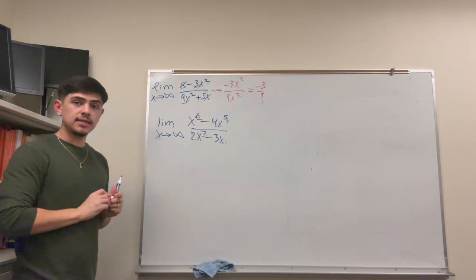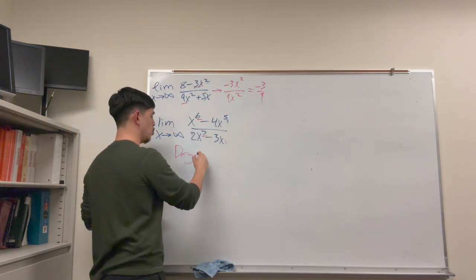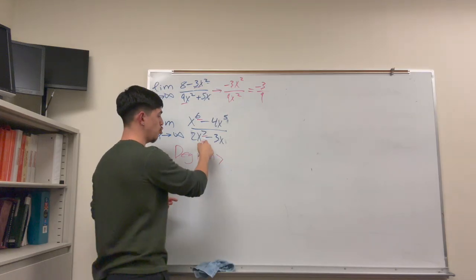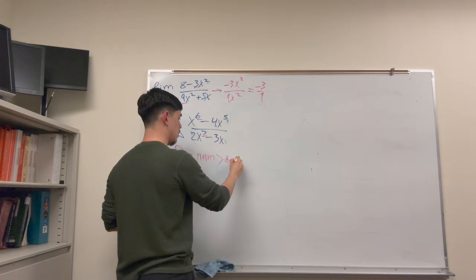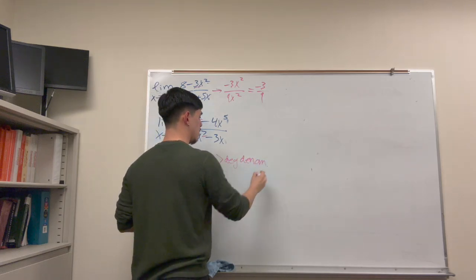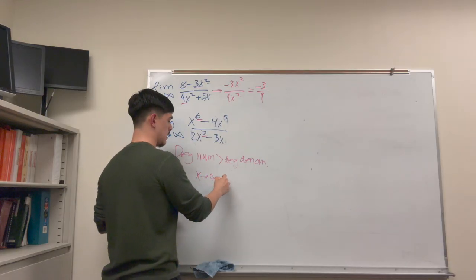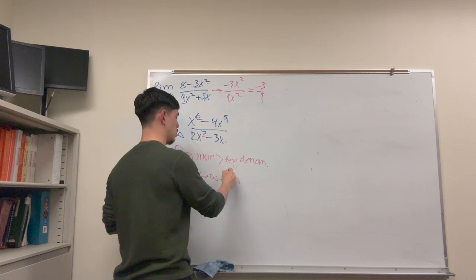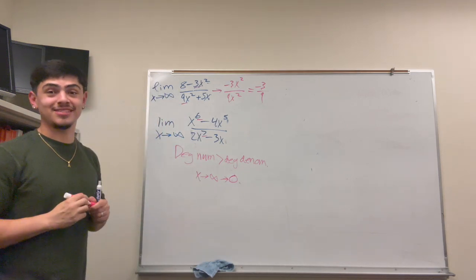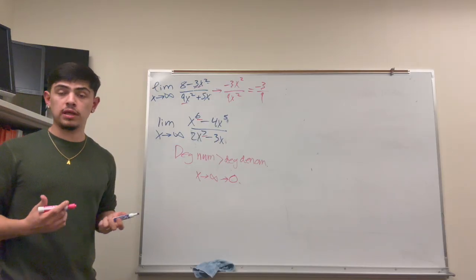And so for this case, when the degree of the numerator is less than the degree on the denominator, the limit as x approaches infinity is going to go to 0. Sorry about that, it's going to go to 0. And that's a very easy rule of thumb to follow. I'll show you really quickly why.